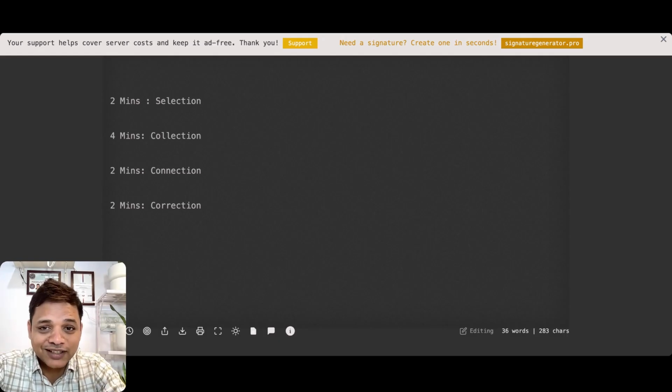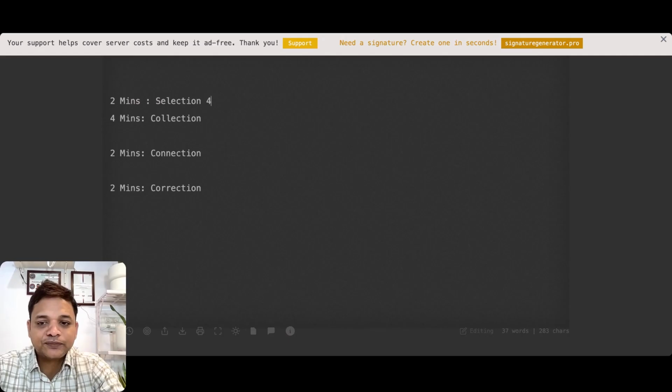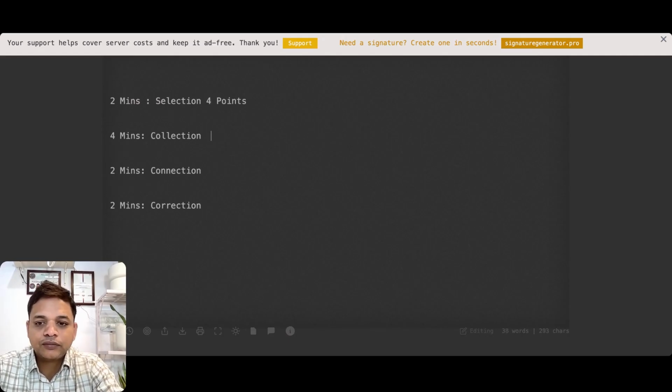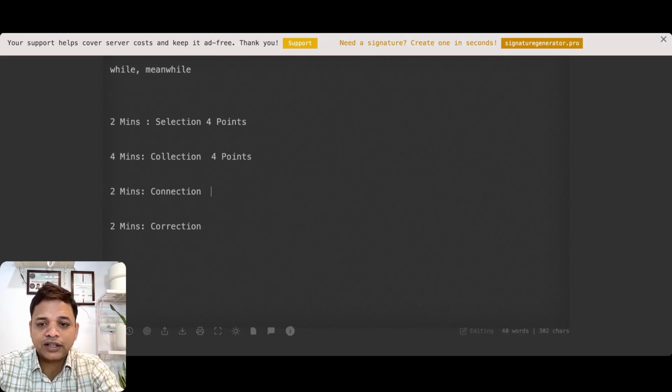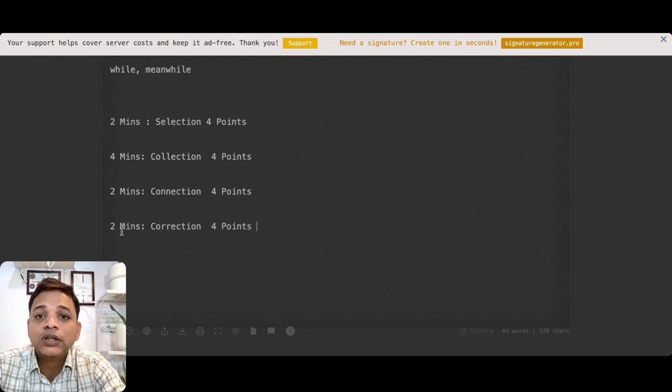Around 4 minutes. Now, the selection of, let's say, 4 points is done. Collection of the same 4 points is done. Now, the connection of these 4 points with connectors like moreover, furthermore, like I have shown you here. So same flow connectors, different flow connectors we have, right? Using these, you can carry out the connection part. You connect these 4 points and then you correct these 4 points. So total 10 minutes: 2 plus 4, 6, 6 plus 2, 8, 8 plus 2, 10 minutes.